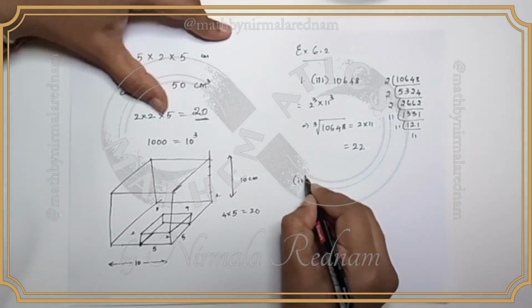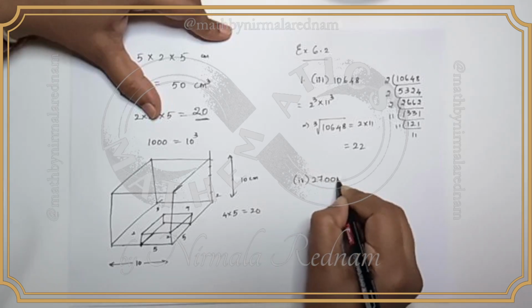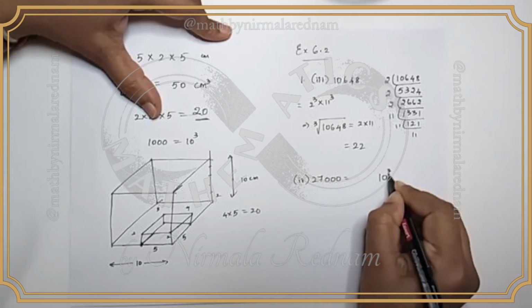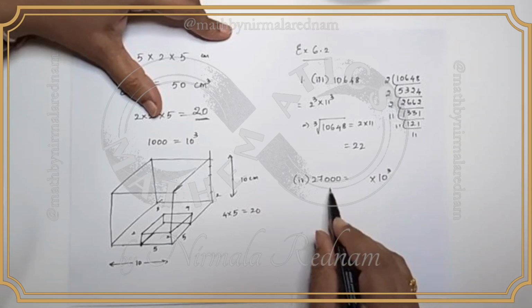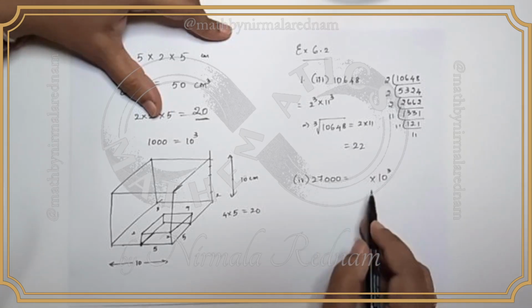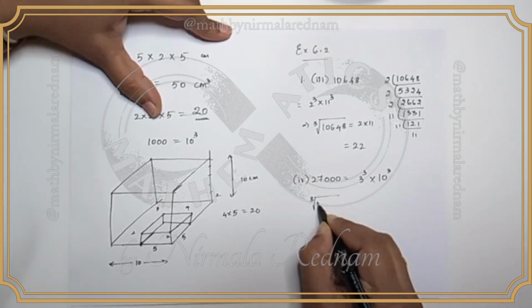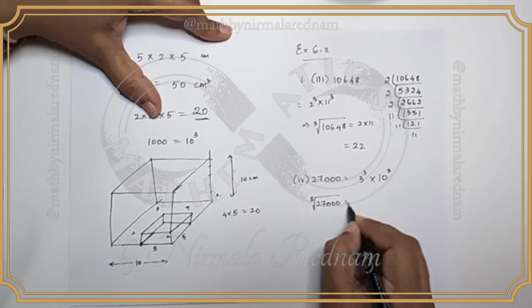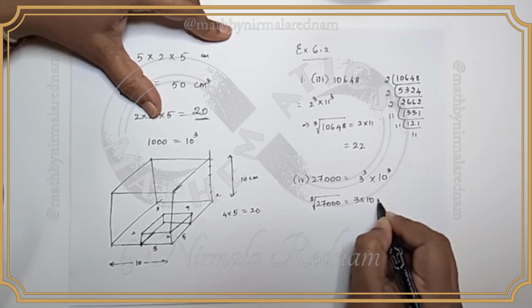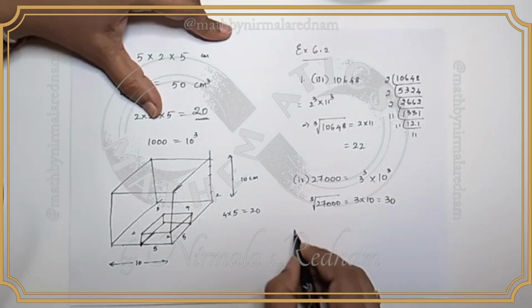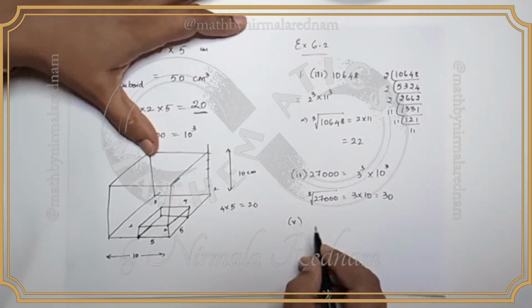Fourth question is 27,000. Now I have zeros. I am going to write it as 10 cube immediately. 3 zeros means 10 cube, and 27 is 3 cube. Therefore, cube root is nothing but 30. So I did not do any prime factorization here.